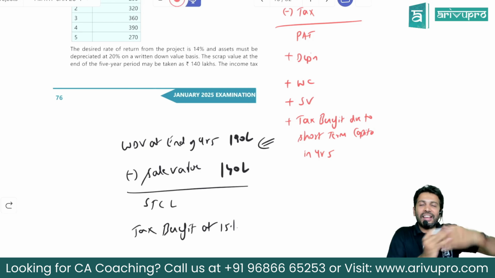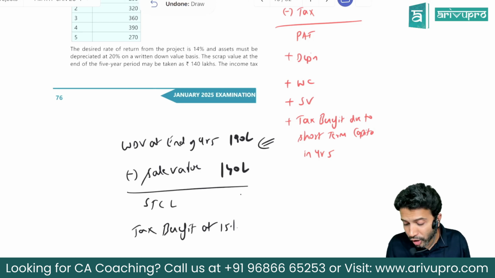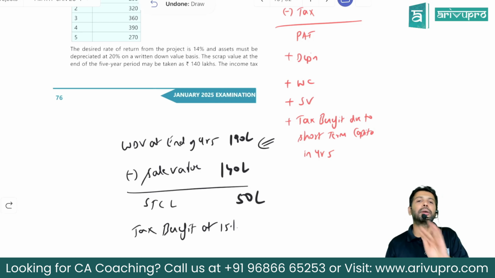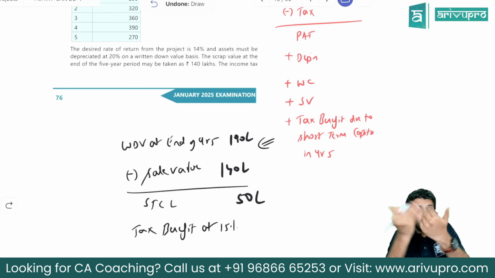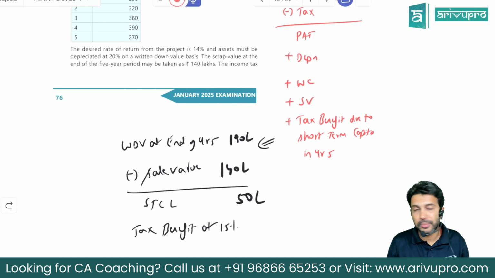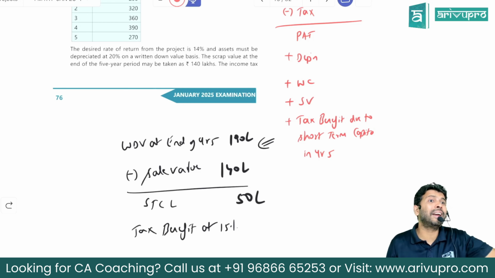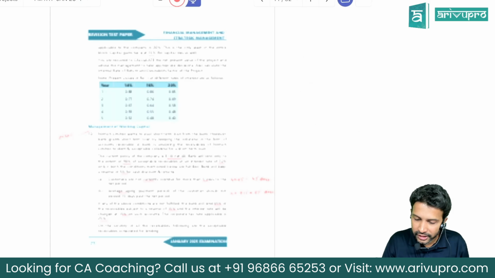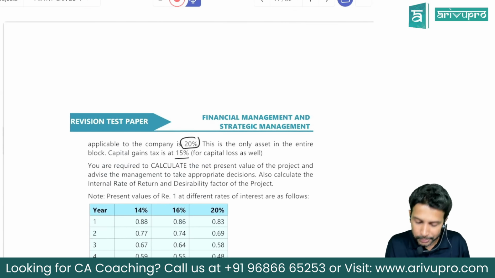So the value of the asset is 190, but you sold it for 140. That means you made a loss. How much is that? 50 lakh. That we call short-term capital loss. And on that short-term capital loss, you will get the tax benefit. Which rate do you apply, normal tax rate or capital gain tax rate? If they don't give, take it as normal tax. But in this problem, check: the normal tax rate applicable to the company is 20%, but capital gain is taxed at 15%.